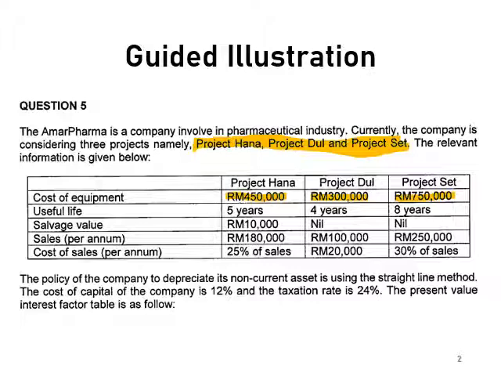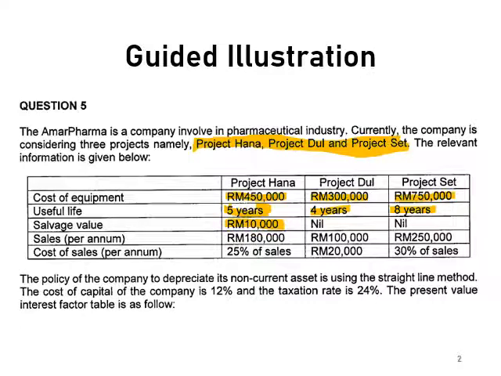And then the useful life for the equipment is 5 years for Hana, 4 years for Dul, 8 years for Set. Then only Project Hana has a salvage value, which means that at the end of the life of the equipment, you can sell the equipment to get 10,000 ringgit. But for these two there is no salvage value. Salvage value is also known as terminal cash flow.